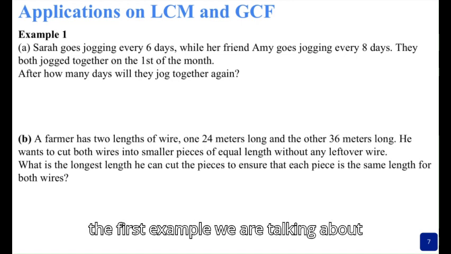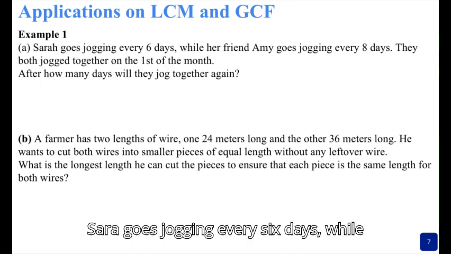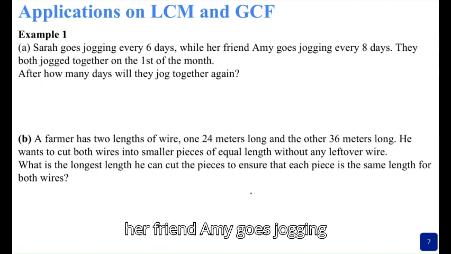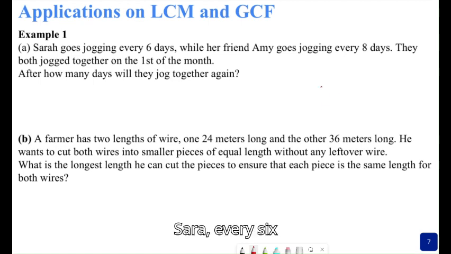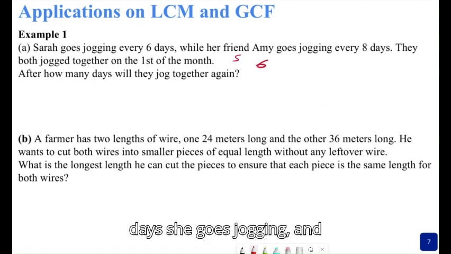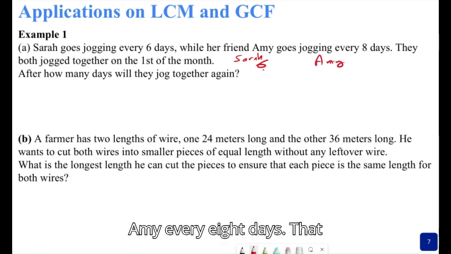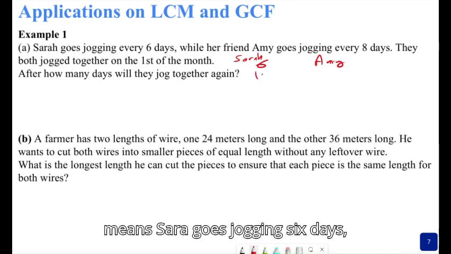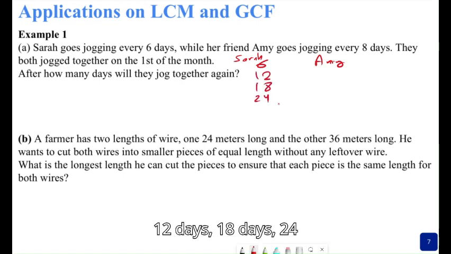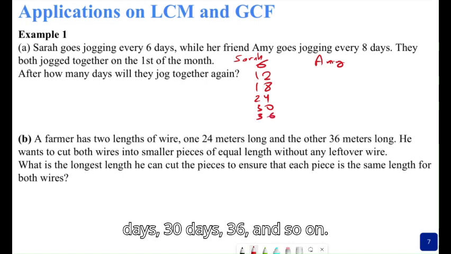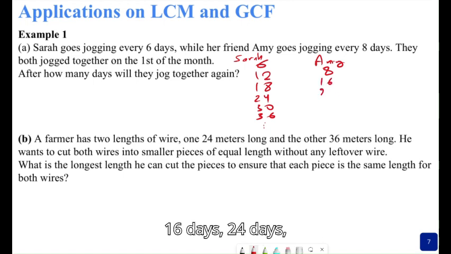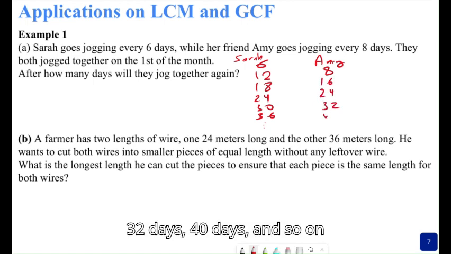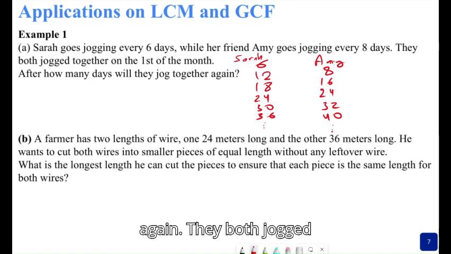In the first example, we are talking about a girl. Sarah goes jogging every 6 days, while her friend Amy goes jogging every 8 days. So here we have Sarah. Every 6 days she goes jogging, and Amy every 8 days. That means Sarah goes jogging 6 days, 12 days, 18 days, 24 days, 30 days, 36, and so on. Amy goes jogging every 8 days, 16 days, 24 days, 32 days, 40 days, and so on again.